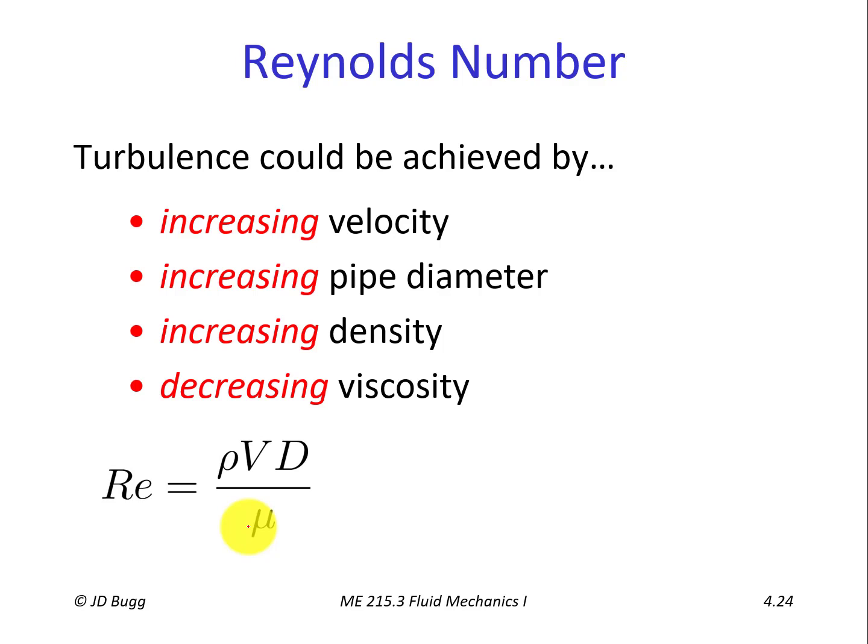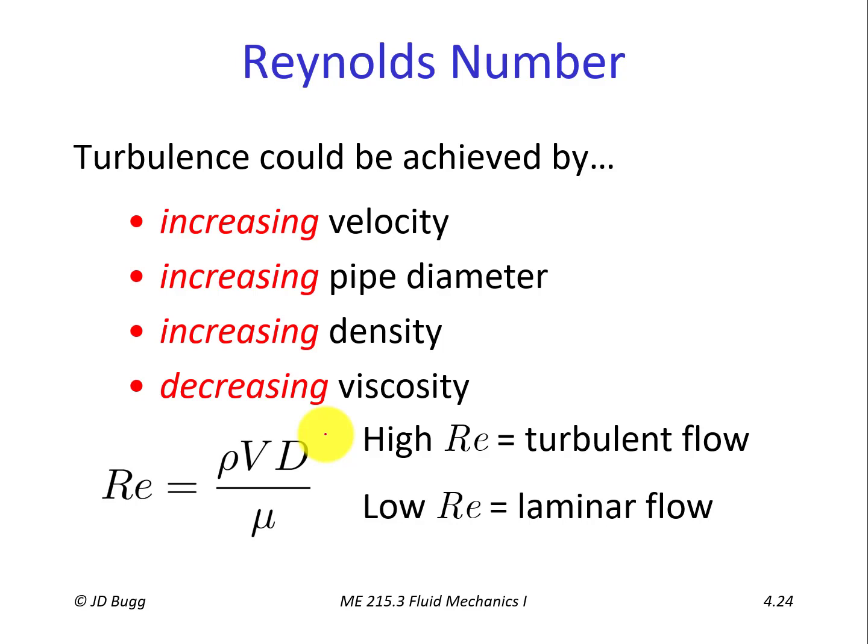mu the dynamic viscosity. So you'll notice that a high Reynolds number gives turbulent flow, and a low Reynolds number gives laminar flow. That's why we've arranged these things in the numerator and the denominator the way we have, to be consistent with these observations. High Reynolds number, turbulent flow; low Reynolds number, laminar flow.